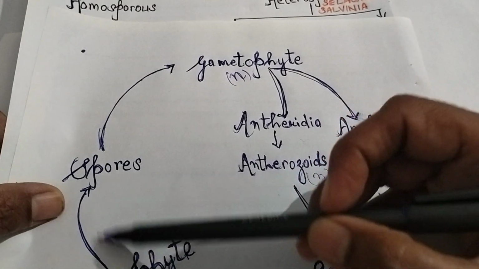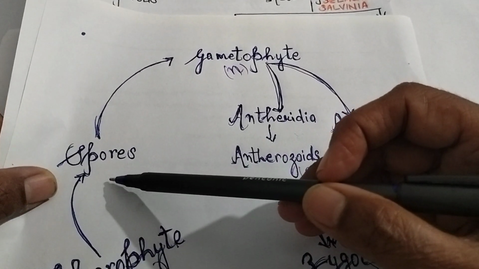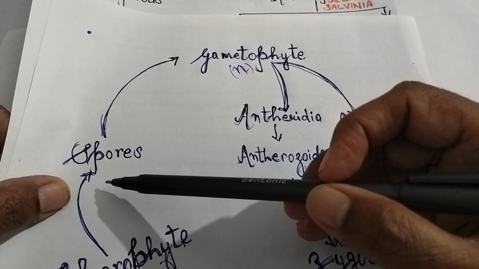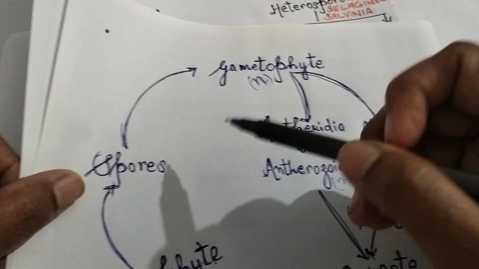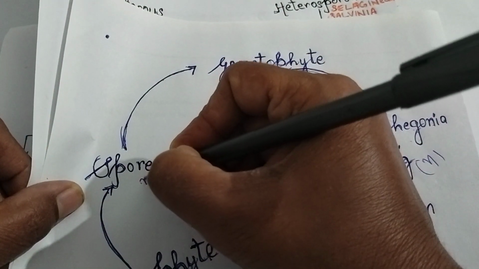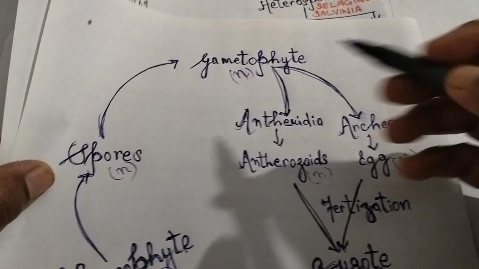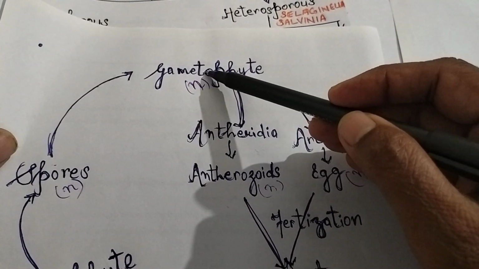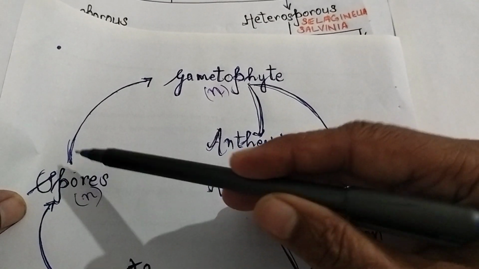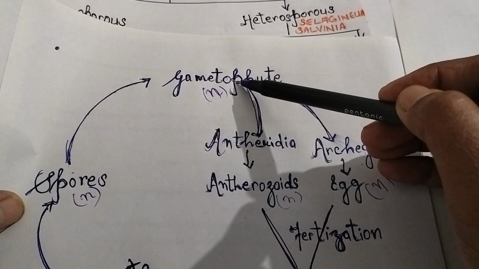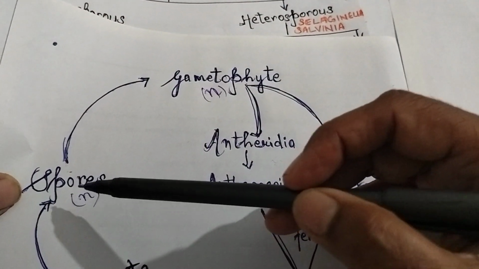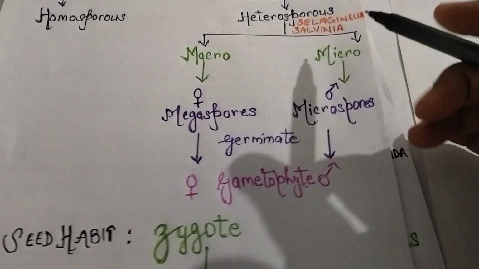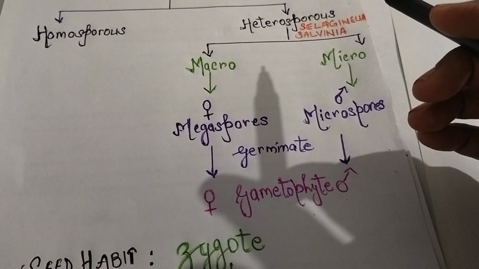Sporophytes will bear sporangia. Sporangia will bear spore mother cells. Spore mother cells will undergo meiosis, and as a result of meiosis, spores will be formed. That means haploid. These spores will then germinate to form a new plant body or a new gametophyte. In the case of homosporous plants, the same kind of single gametophyte will be produced. But in the case of heterosporous plants, two different kinds of gametophyte will be formed, male gametophyte and female gametophyte.